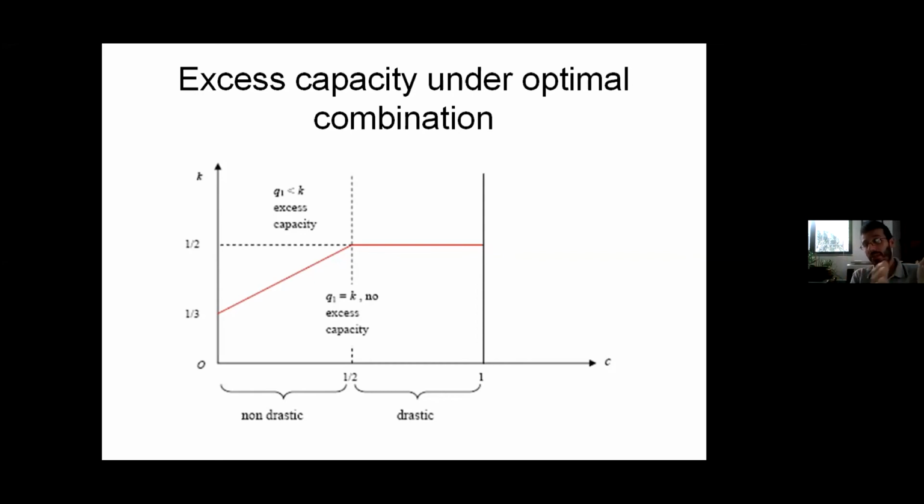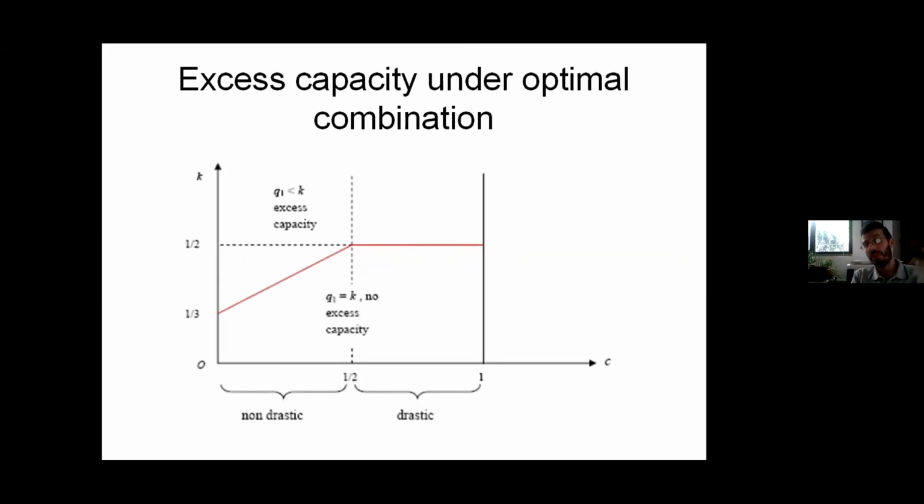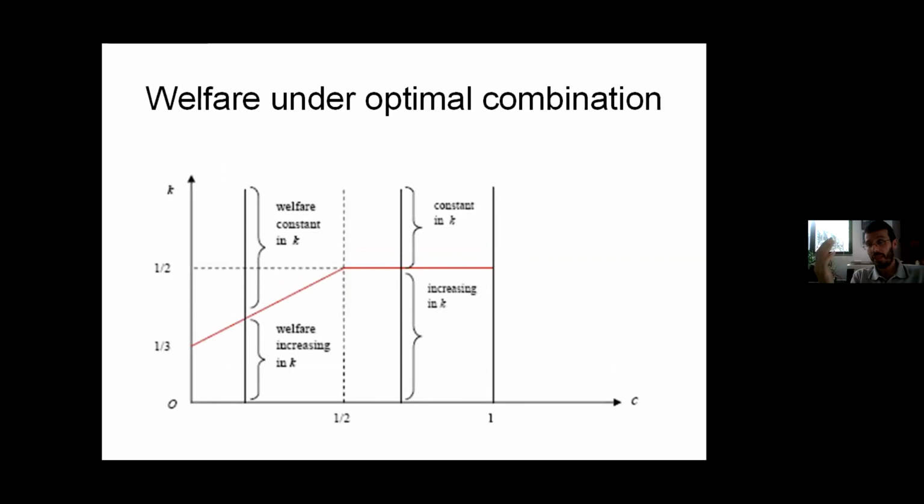And this is connected to a welfare analysis, which is summarized in the last picture, which is very easy. When you are considering optimal combinations of per unit royalties and fixed fee, welfare is increasing in K when there is no excess capacity. So let's turn back to the previous picture. Yes, when there is no excess capacity, welfare is increasing in K. When there is excess capacity, welfare does not depend on K, so welfare is constant in K. But for low levels of K, welfare is increasing in K. And that's all.